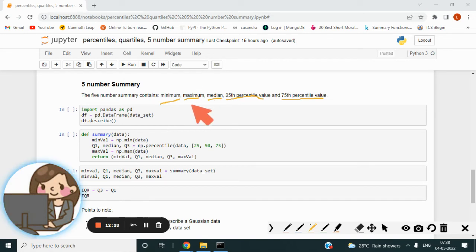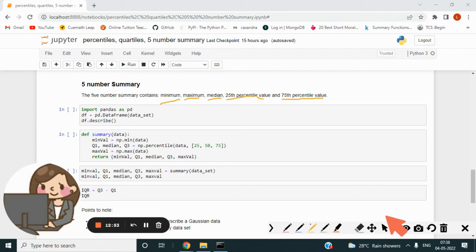If you have a data set and arrange it in order, it is very easy to get the minimum and maximum value. Then we can find the median, then the 25th percentile value. Now we know how we can find the 25th and 75th percentile, right? And in my last tutorial, I also covered how we can find the 25th percentile using another method.